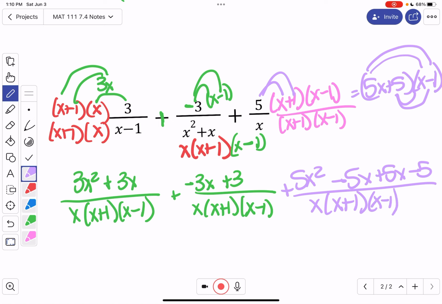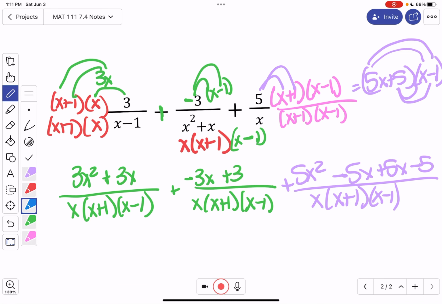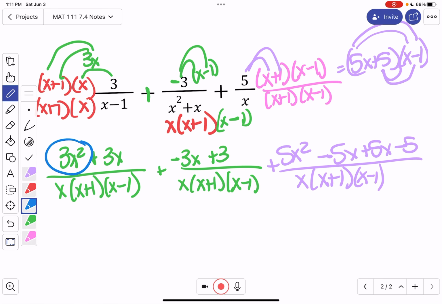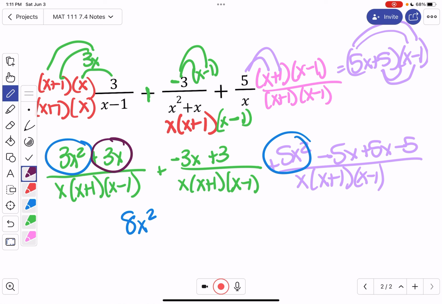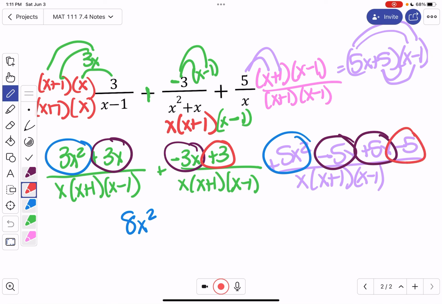So now we just add our numerators by combining like terms. So I'm going to find all the x squareds. So I have 3x squared, 5x squared, that makes 8x squared. Then I'll do the x's. So I have positive 3x plus negative 3x is 0. Negative 5x plus positive 5x is still 0. So we'll leave that one. Then we combine the constants. 3 plus negative 5 is negative 2. The bottom stays the same.